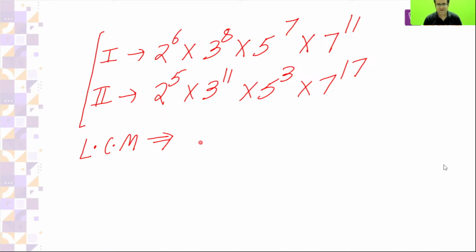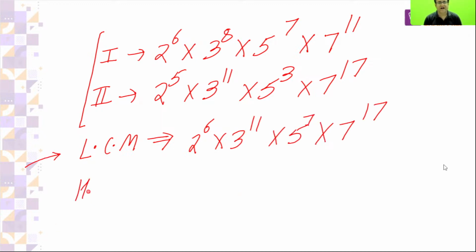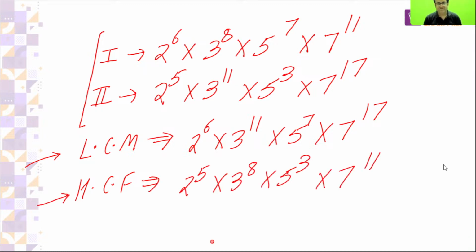Very good, very good. Gaurav, Kiran, Yasmin, Ayan, Srinivas, that's great. The LCM is 2 to power 6, 3 to power 11, 5 to power 7, 7 to power 17. Take maximum power in case of LCM. If I ask you about HCF, what will you say? 2 to power 5, 3 to power 8, 5 to power 3, 7 to power 11. I have taken the maximum power in case of LCM, minimum power in case of HCF. Okay? Point clear to everyone? So let's move.